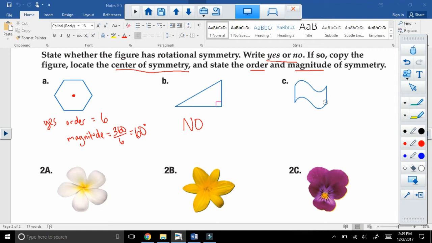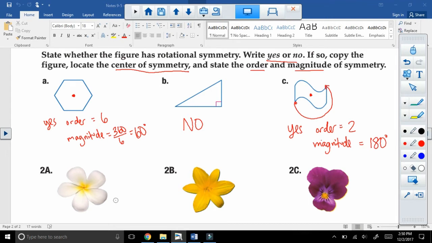This one here kind of reminds me of a flag. This would have rotational symmetry. The center would be here, and if you were taking this point and going to that point, you could make 2 turns out of that. So I could say yes, the order is 2, and the magnitude would be 360 divided by 2, which is 180 degrees.